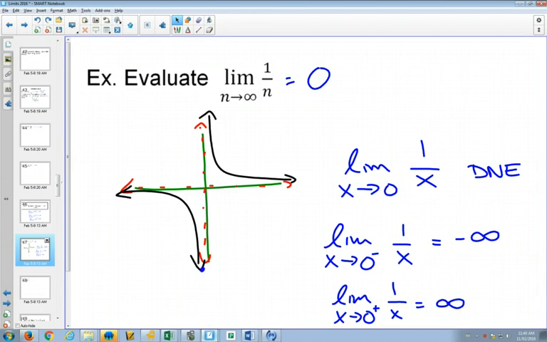But if I took this dot and put it on the right side of my graph and got closer and closer to 0, it goes up forever. So that's why I would say from the right side, it's equal to positive infinity. And since the left and the right don't match up, we're going to say that it does not exist. Again, your textbook would say does not exist if it does go to infinity.